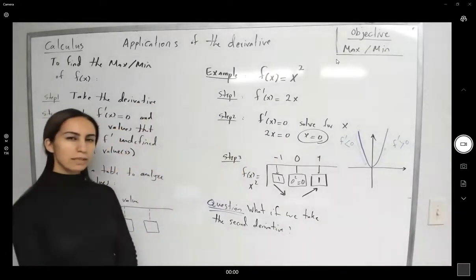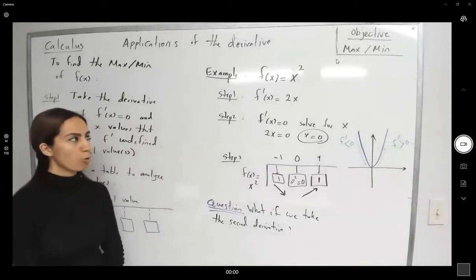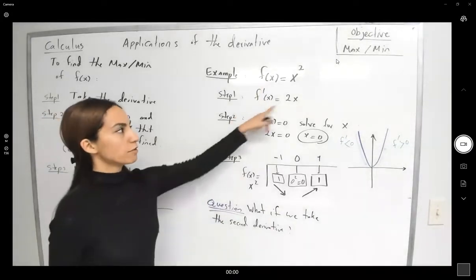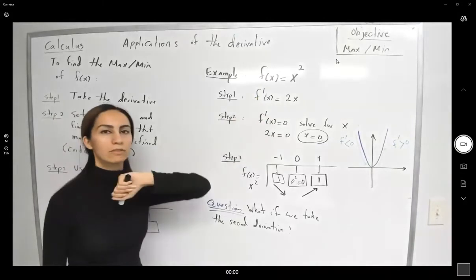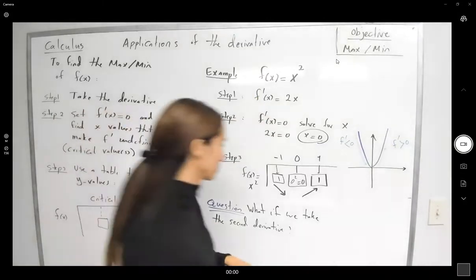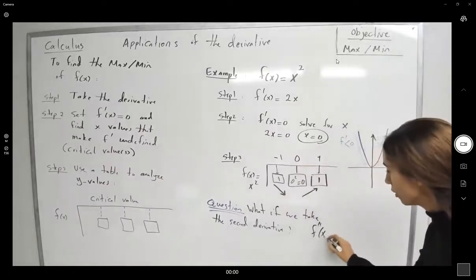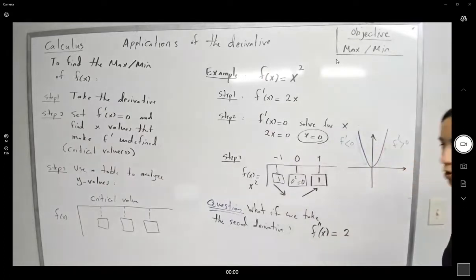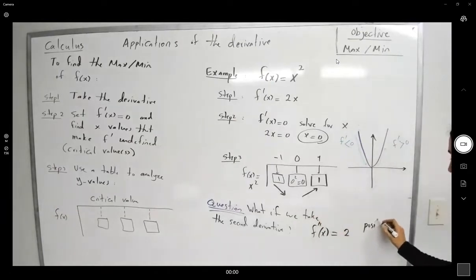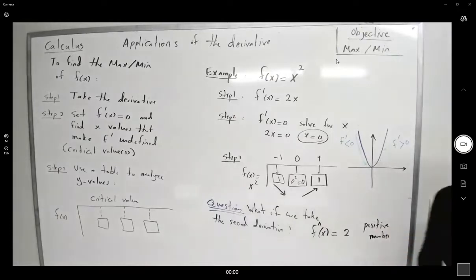If I take the second derivative of the function, well, the first derivative is 2x, the second derivative is just 2. The second derivative of the function is just 2, which is a positive number. What does it tell me?